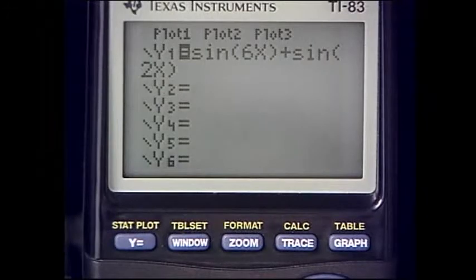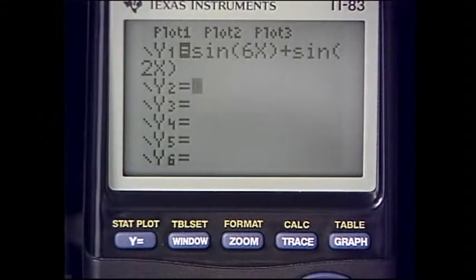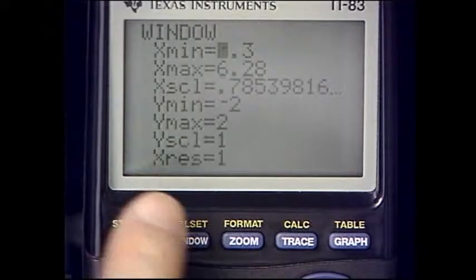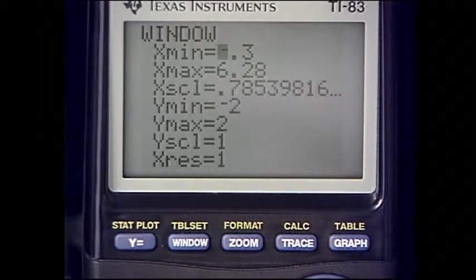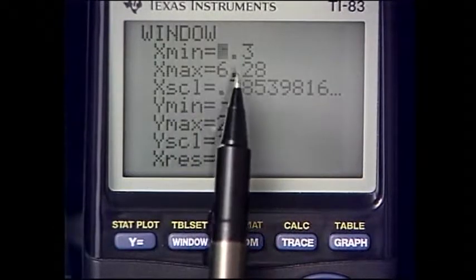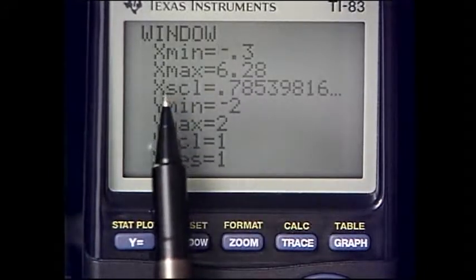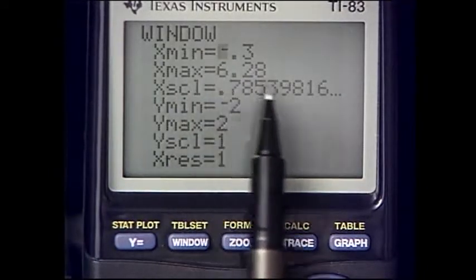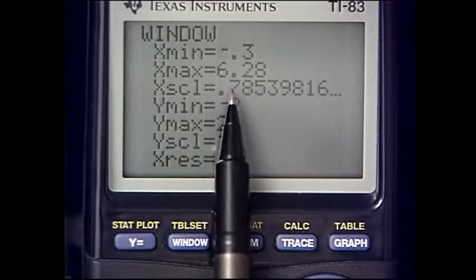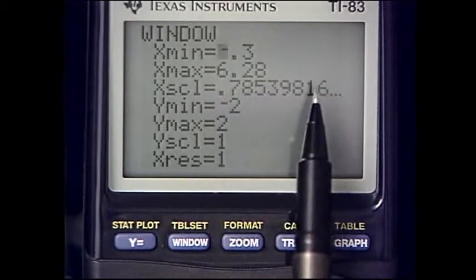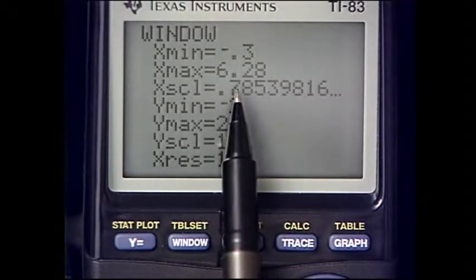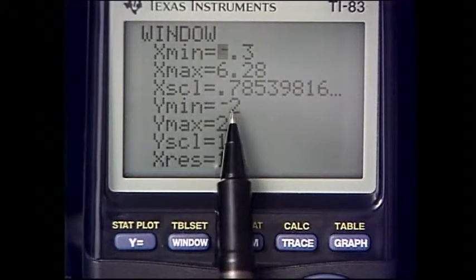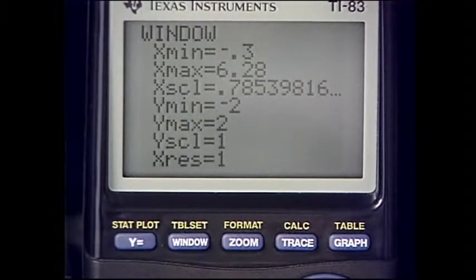The equation is in place, sine 6x plus sine 2x, and here are the window settings in case you're doing this along with me. The x minimum is set at negative 0.3 so that we can see the distinct x-intercept at 0. X max is 6.28, this is 2 pi. The x scale has been set at this decimal. Now I entered this as pi over 4, because we'd like to see increments of pi over 4 along the x-axis because that's where we're expecting the intercepts to fall. The y minimum is negative 2, y max of 2. And here comes the graph.